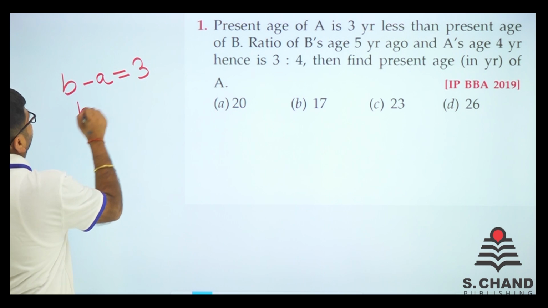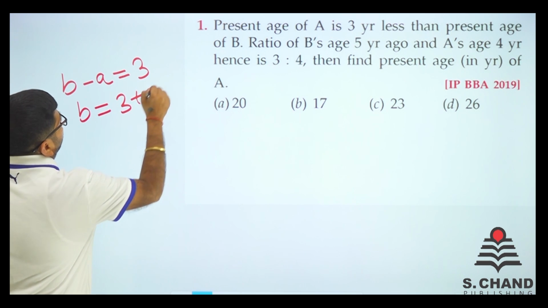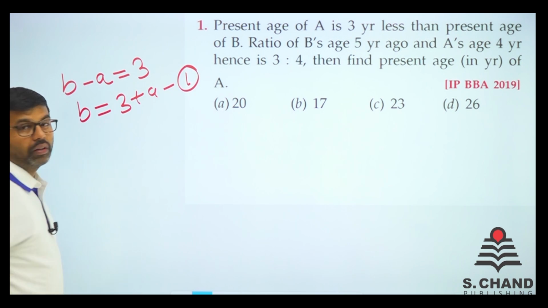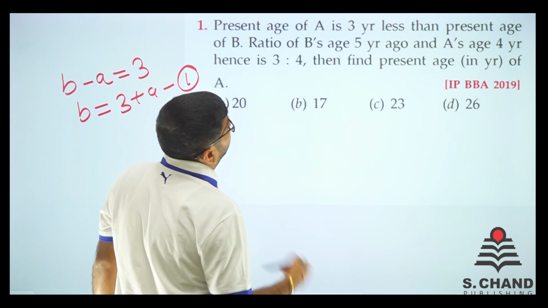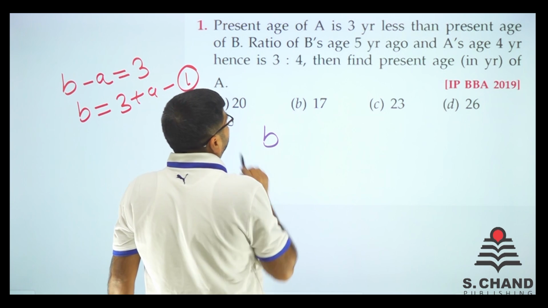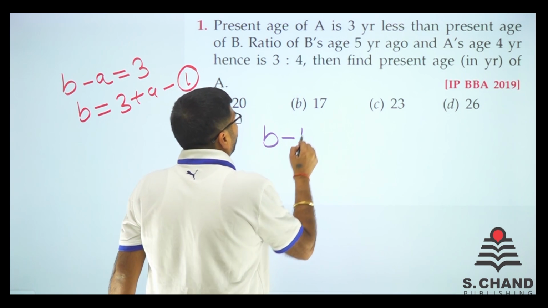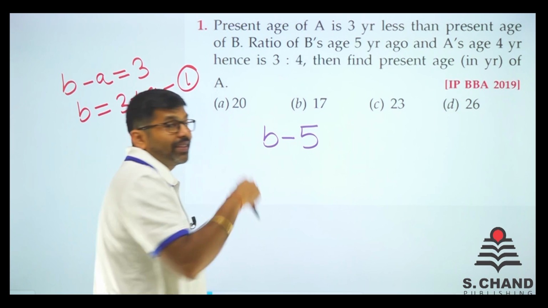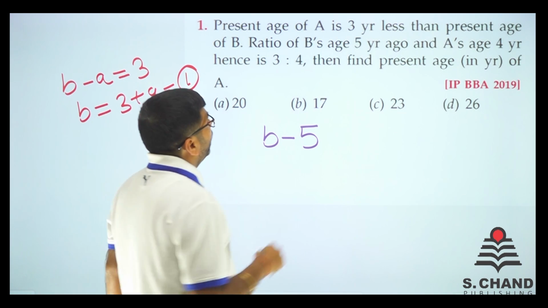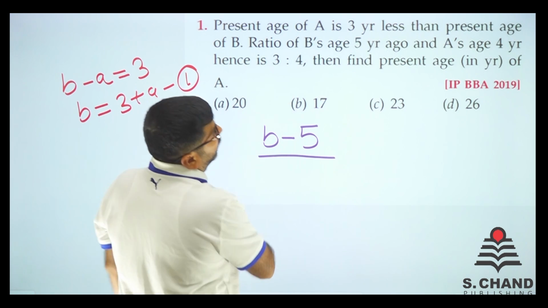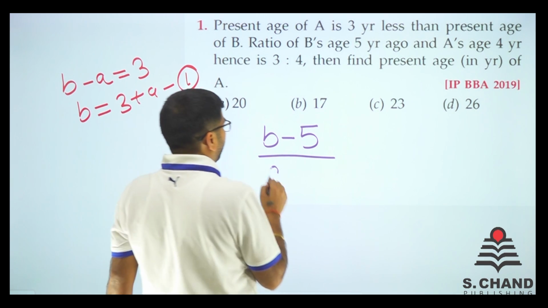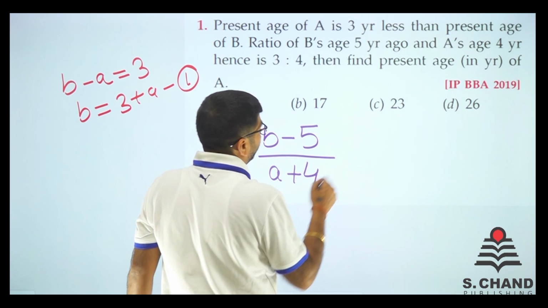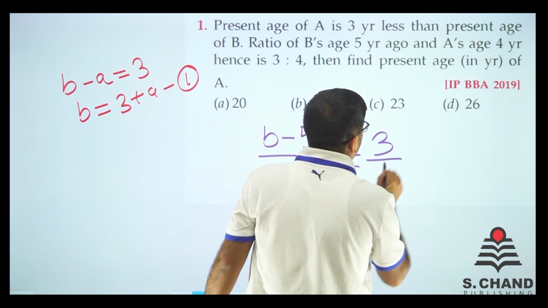So what exactly is B? B is 3 plus A. This is my equation number 1, right? Now the second equation: ratio of B's age 5 years ago. So what was B's age 5 years ago? B minus 5, because B is the present age in years. And A's age 4 years hence. Hence means in the future, later, right? So what we do is A plus 4, and it comes out to be 3 is to 4.